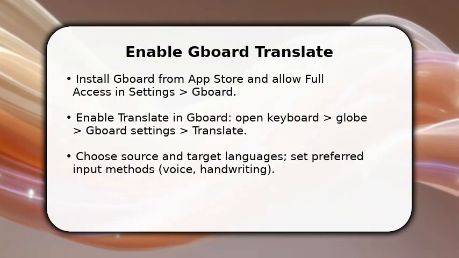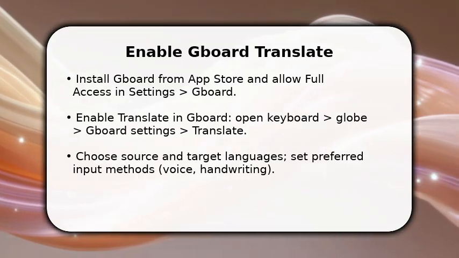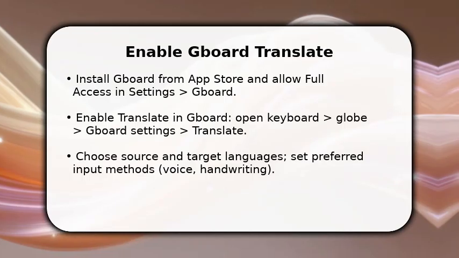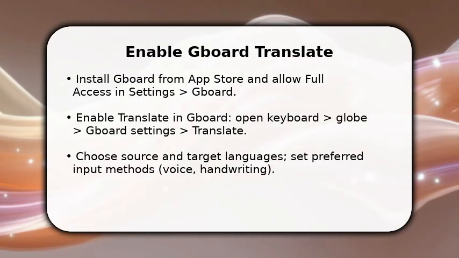You'll start inside the Gboard app. Grant full access so Translate can work between apps. Tap the globe to open Gboard, then go to Settings and enable Translate. This activates the Live Translate button on the keyboard.